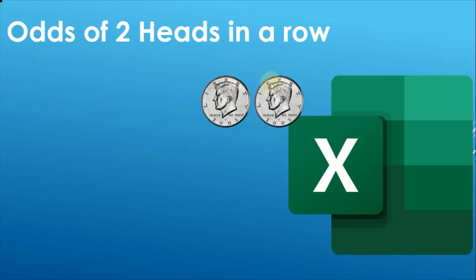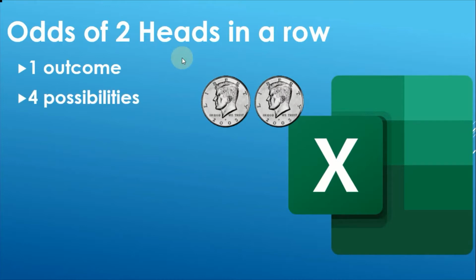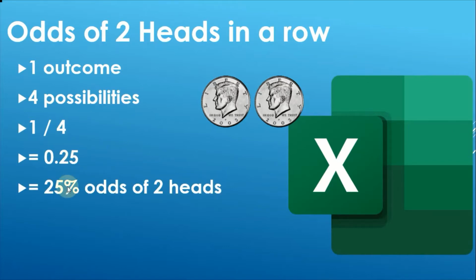So now what are the odds of two heads in a row, right? So you flip a coin. There's one outcome, two heads, and there's four possibilities. There's heads-heads, heads-tails, tails-heads, and tails-tails. So that means it's a 1 in 4 probability, which, if you do the division, is equal to 0.25. And 0.25 is the same as 25%. So the odds of tossing two coins and getting two heads in a row is 25%.